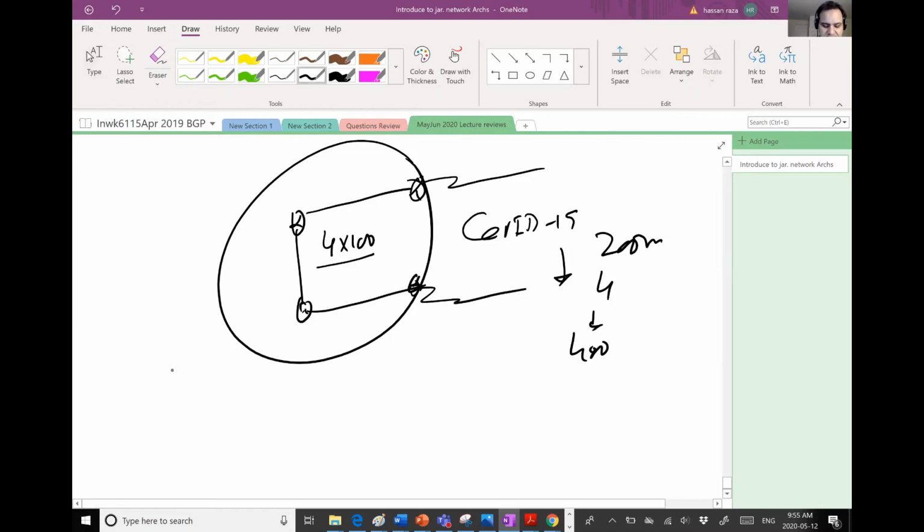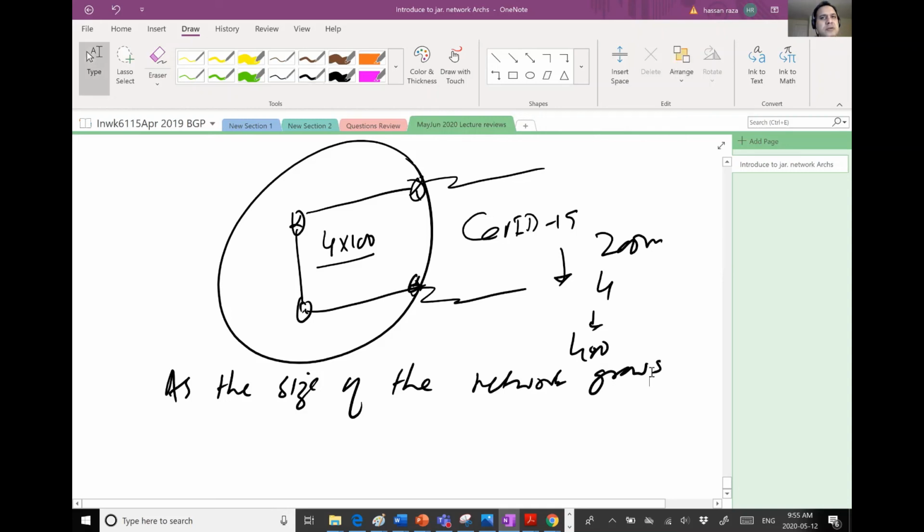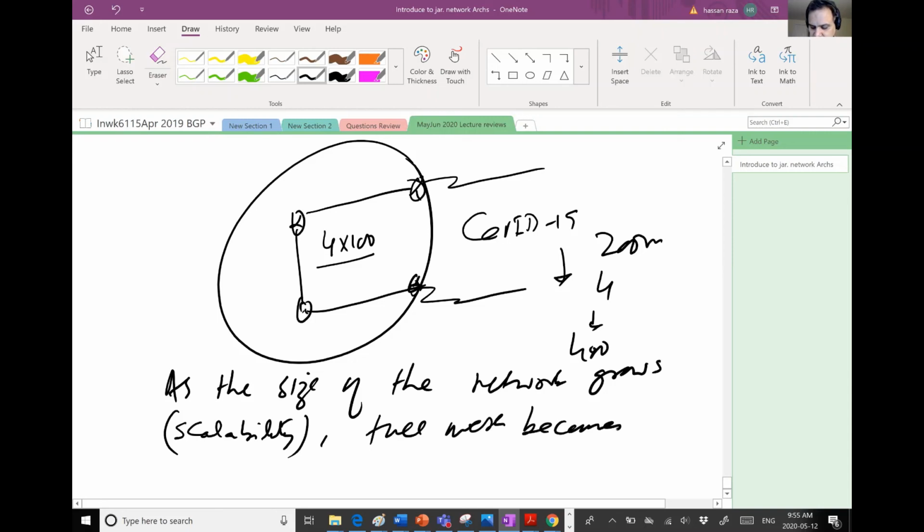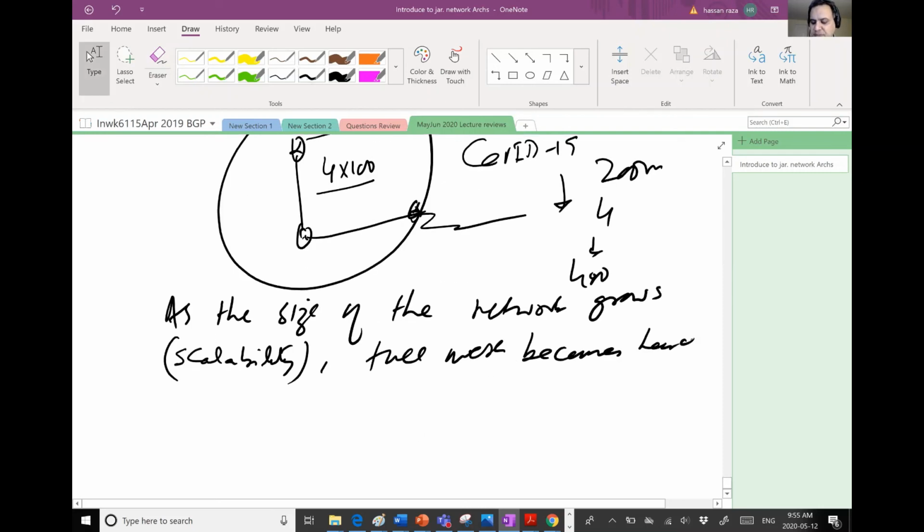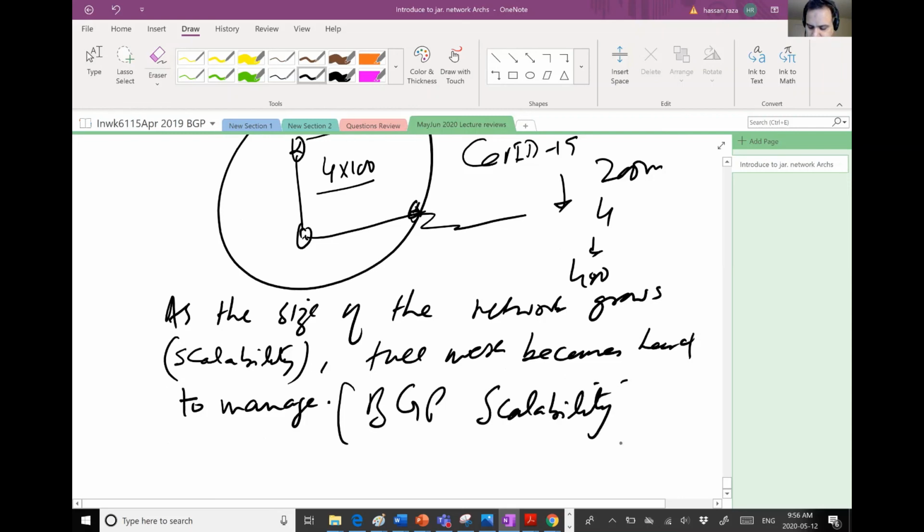So as the size of the network grows, that means scalability varies. Full mesh becomes hard to manage. So BGP has a challenge that is called BGP scalability. BGP scalability has many issues.